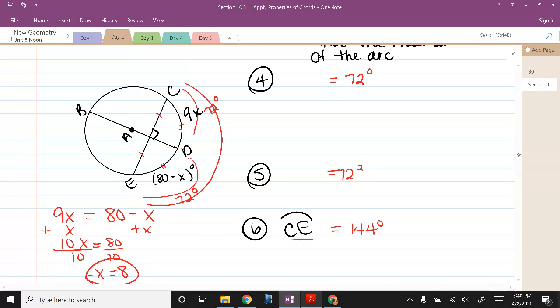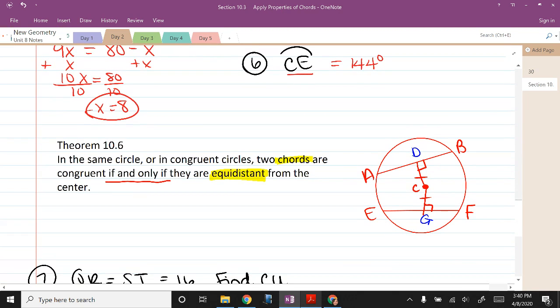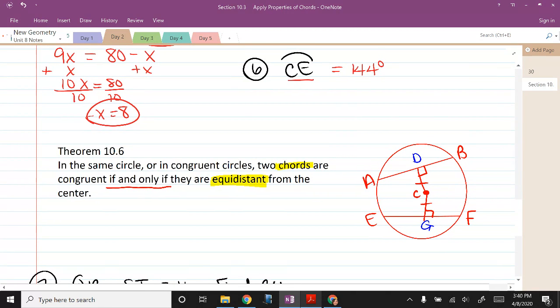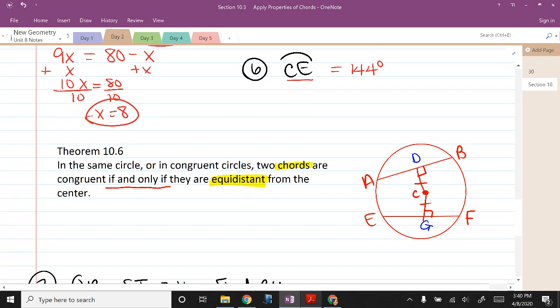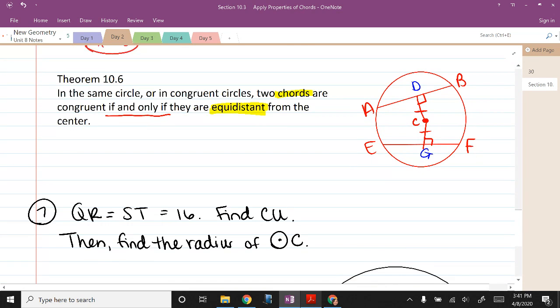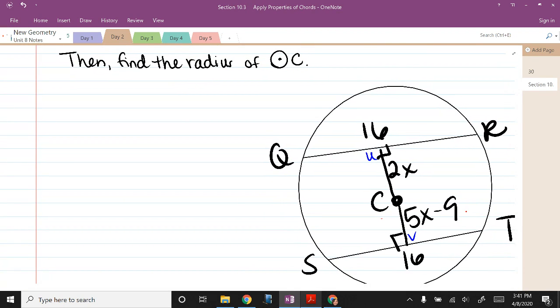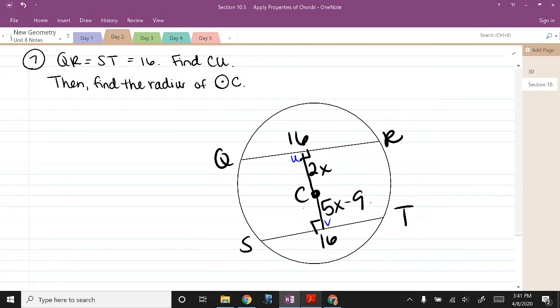So that is 144. Okay, so here's the complicated part. In the same circle or in congruent circles, two chords are congruent if and only if they are equidistant from the center. So if AB is congruent to EF, then that means the distances from those two chords to the center, measured perpendicularly, are going to be congruent as well. So that's kind of confusing until we see it in a problem. So let's just go ahead and look at this problem right here. See if I can shrink it a little bit.